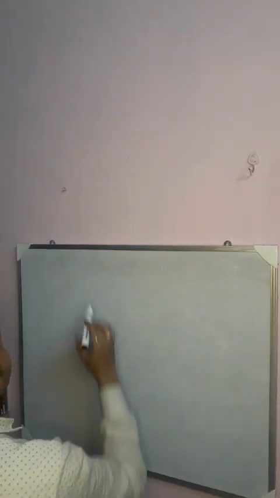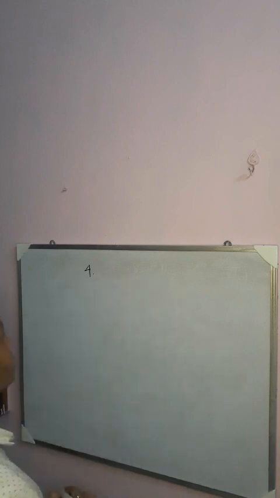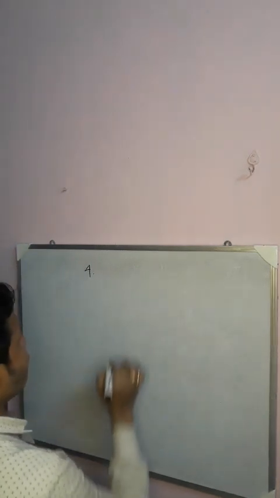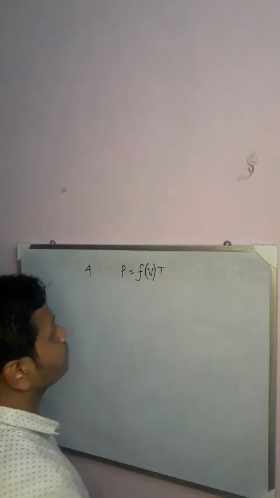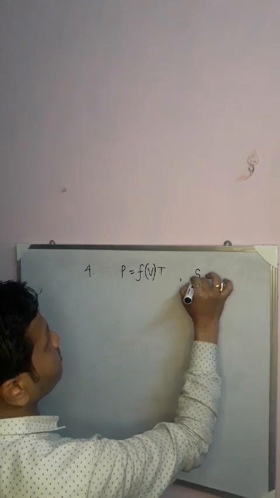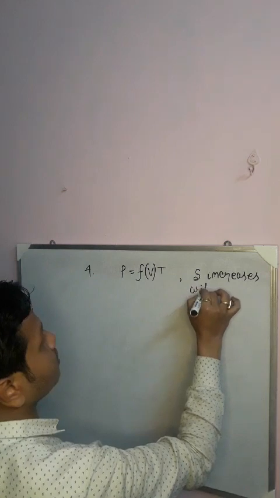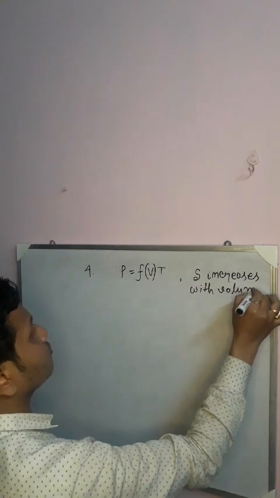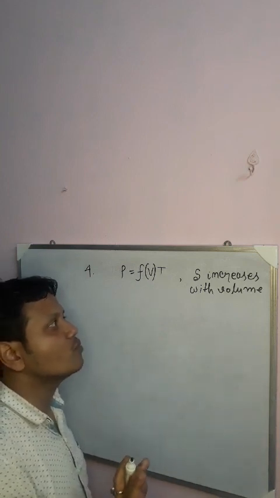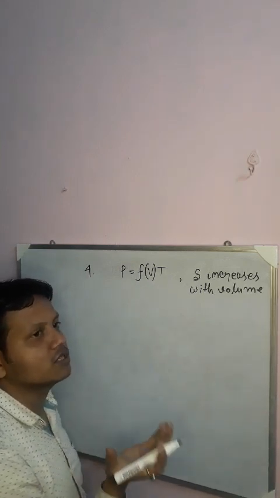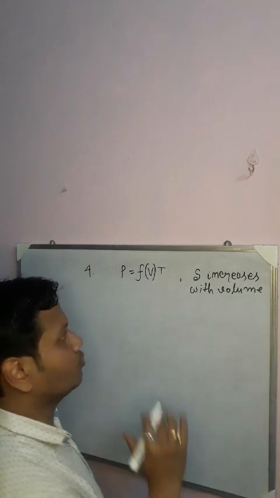Now just another problem. Given that P is a function of this, we have to show that S increases with volume. Now one thing I must say, there are a few numericals that are common in this chapter, and you can also do these numericals in the Maxwell's relation chapter, no matter. There are a few common problems.